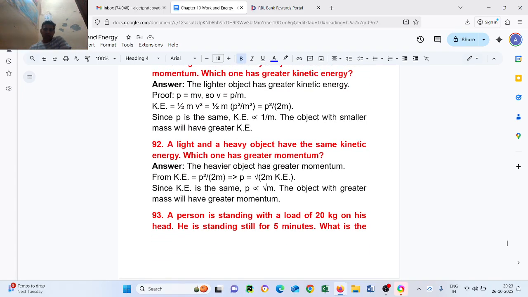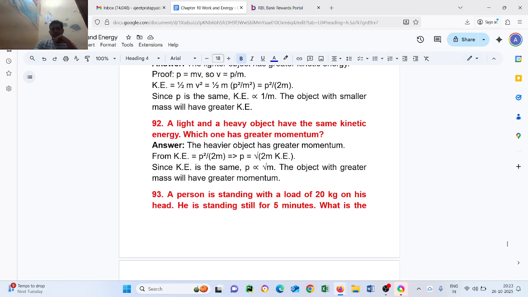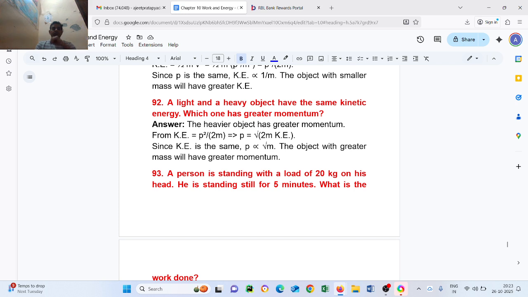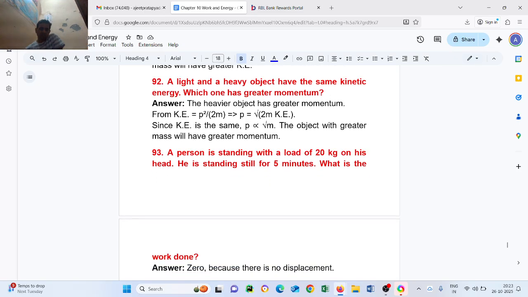Question number 92. A light and a heavy object have the same kinetic energy. Which one has a greater momentum? The heavier object has greater momentum. From K = p squared upon 2m, p = root of 2mK. Since K is the same, p is proportional to root m, so the object with greater mass will have greater momentum.